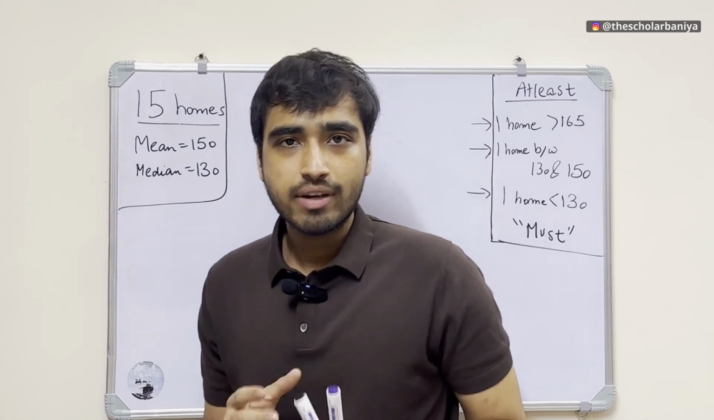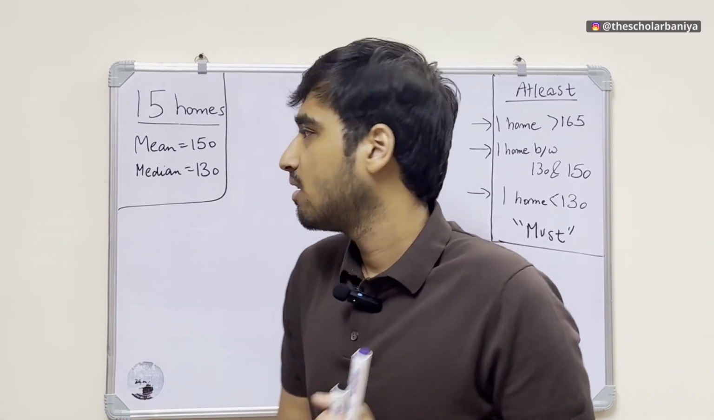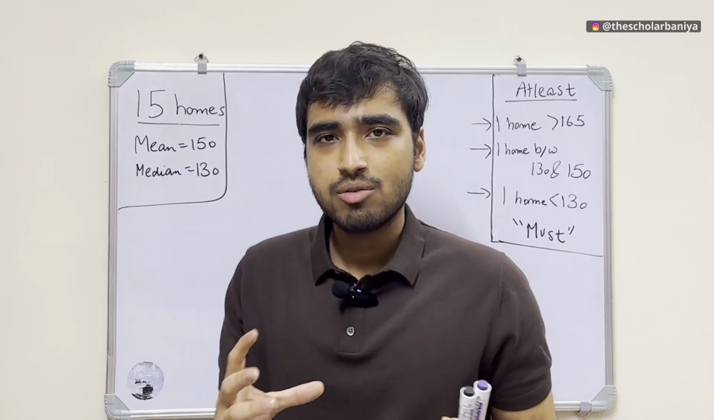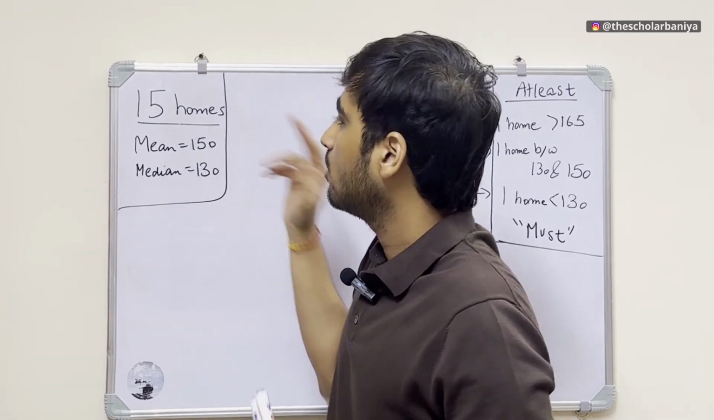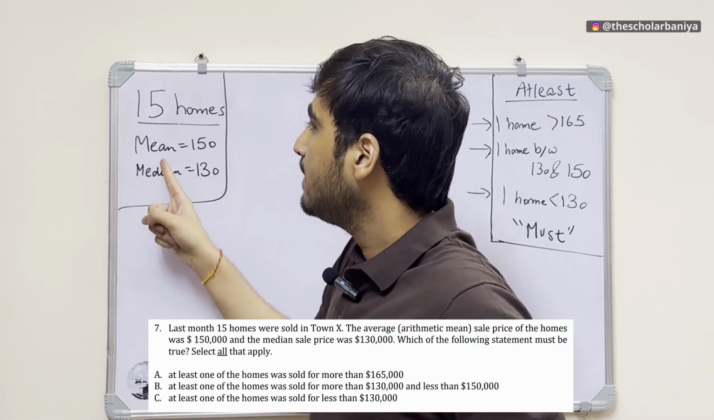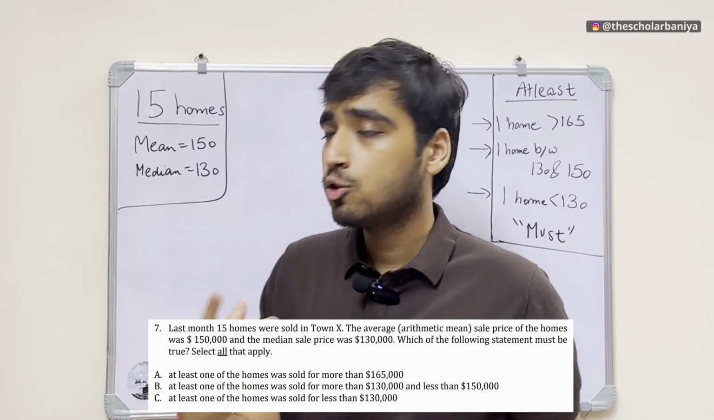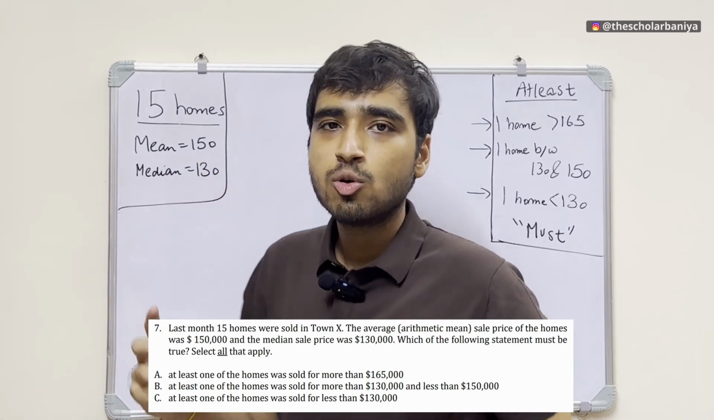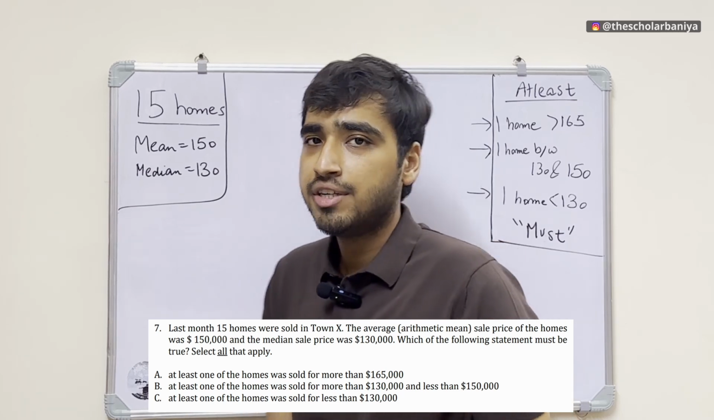So let's move on to the next question, guys. This question is a little bit confusing, so just try to pay more attention and understand what I'm trying to say. In the question, it's given that there are 15 homes, right? And the mean of the prices of all those homes is 150. So it's actually 150,000, but for simplicity, I've written it 150.